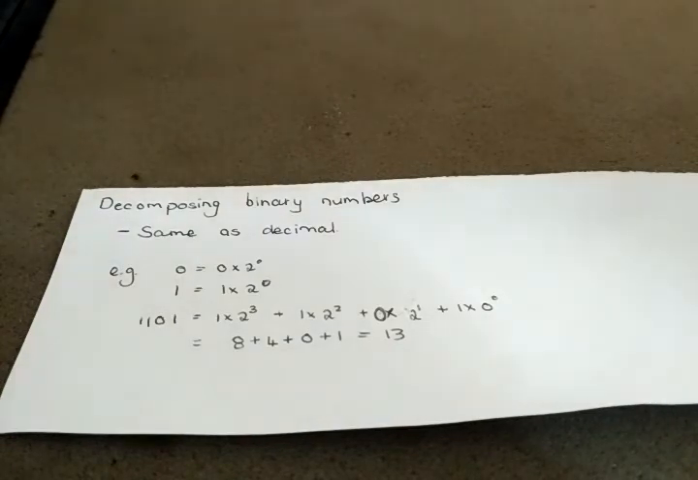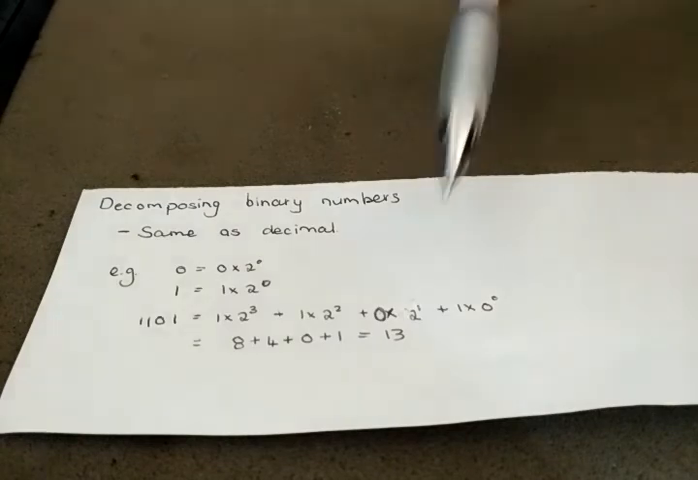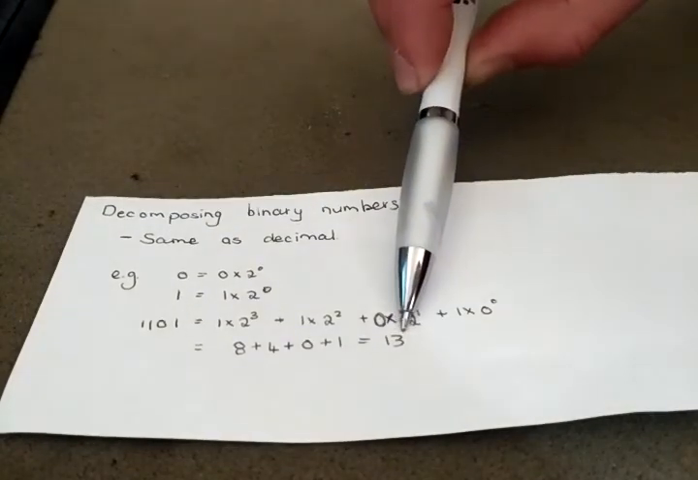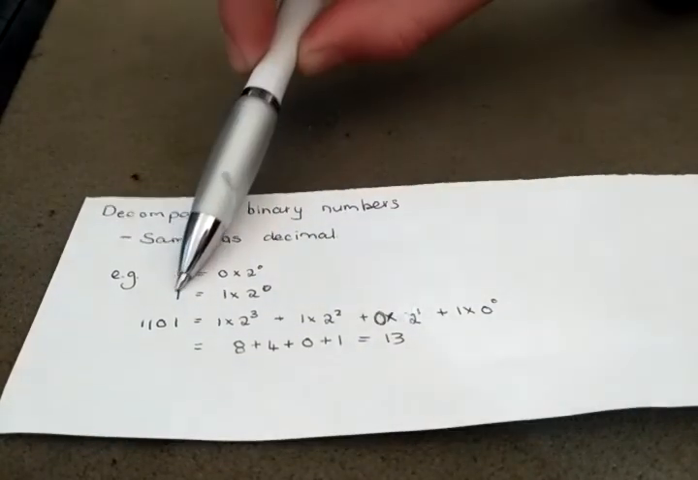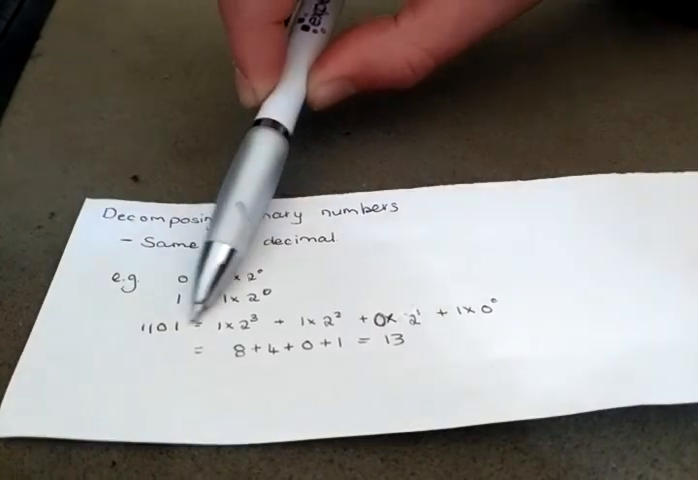Evaluating that sum will result in us relating this binary number back to the decimal number system. As seen here, 13 equals 1101.